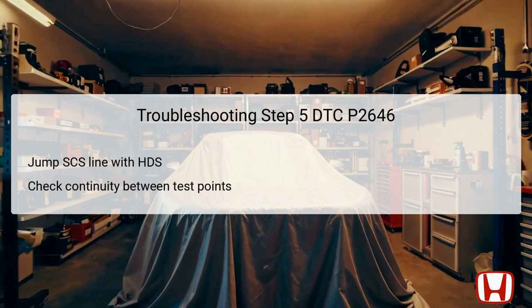The final step in troubleshooting involves verifying the integrity of the VTMB1 wiring by jumping the SCS line with the HDS after turning the vehicle off. First, wait for over a minute to ensure the system resets appropriately. Then, disconnect the PCM connector C and examine the continuity between specified test points. This process is essential to check if there is a short in the wire running between the PCM and the rocker arm oil pressure switch A.